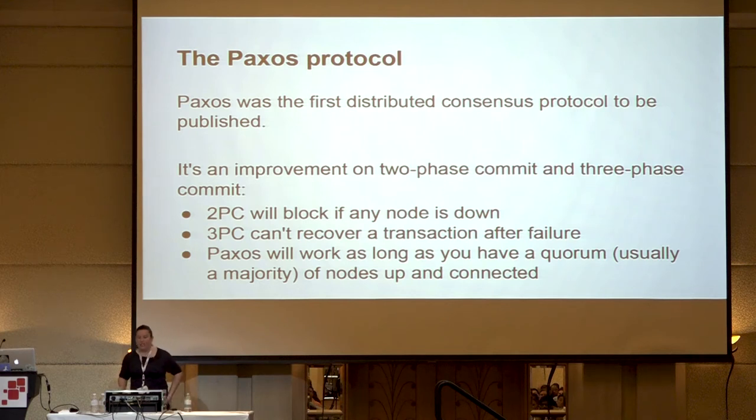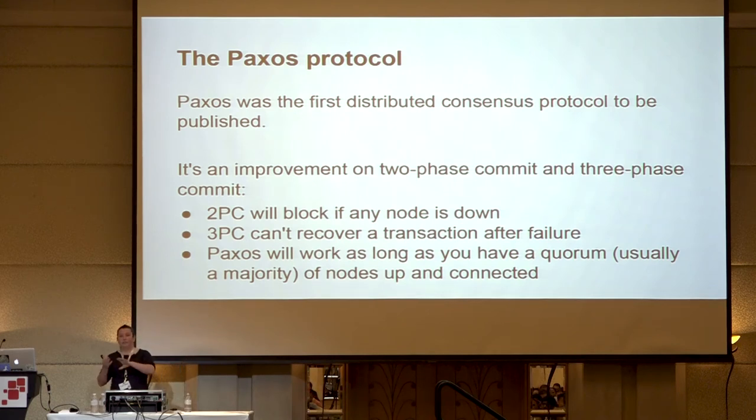I'm not going to go into the very, very nitty-gritty, gory details of Paxos because, firstly, Paxos is only one possible distributed consensus implementation. There are plenty of others, including ZAB, which is the one that ZooKeeper uses. And secondly, we really only need to know enough to understand how it operates.